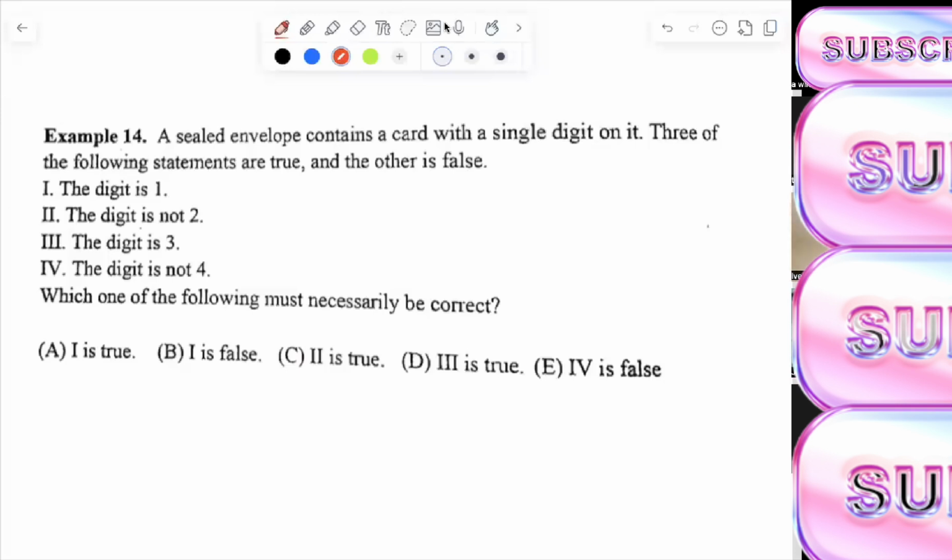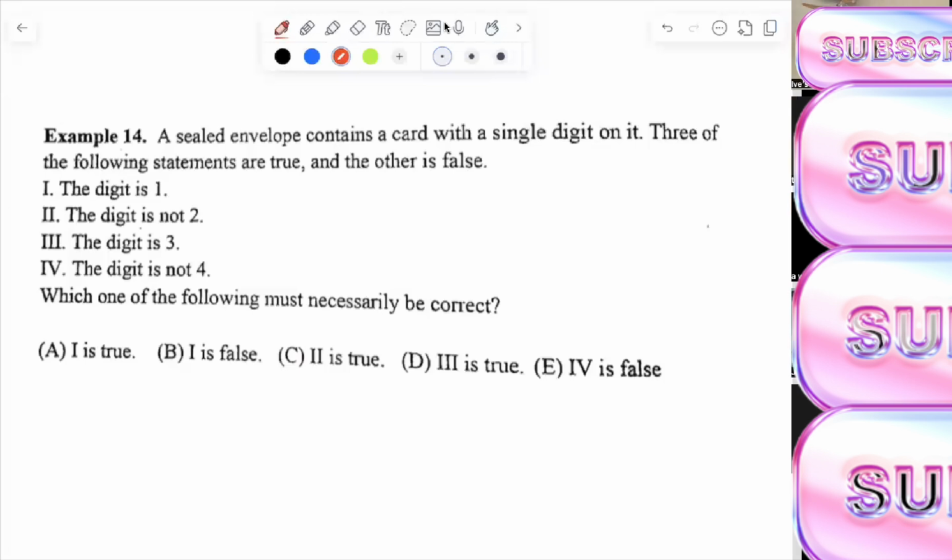What does "which one of the following must necessarily be correct" mean? It means which one has to be right. No matter which ones are false or which ones are true, this one will always be right, basically. Okay, thank you. What's your question?